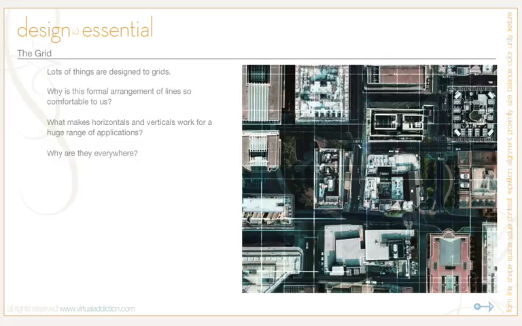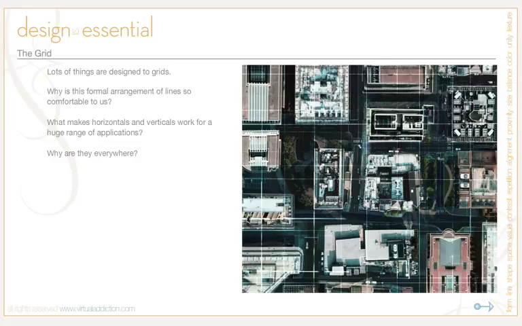Why is this formal arrangement of lines so comfortable to us? What makes horizontals and verticals work for a huge range of applications? Think about it. Why are they everywhere? Well, you can think of a grid as a plan. It's a plan for your layout.